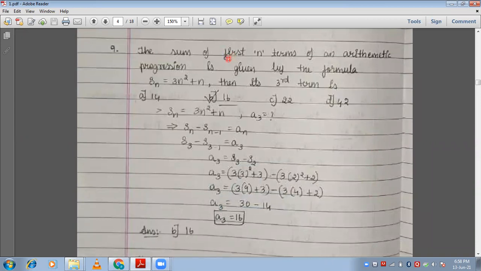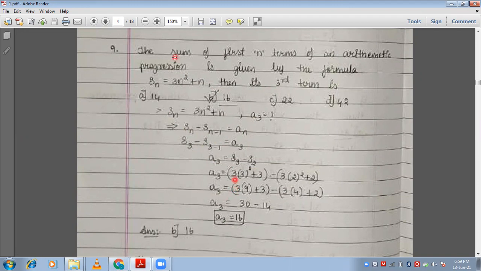The sum of n terms is given by the formula Sn is equal to 3n square plus n. Then the third term is dash. Yes, we know the standard formula: An is equal to Sn minus Sn minus 1. So we need to find A3, the third term. So put n as 3. We will get A3 is equal to S3 minus S2. Find out S3.